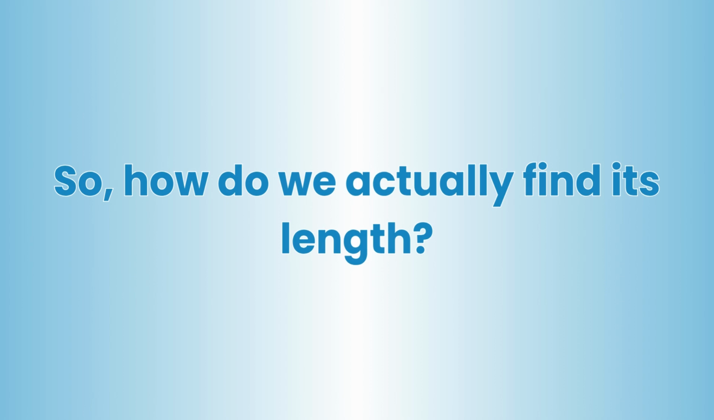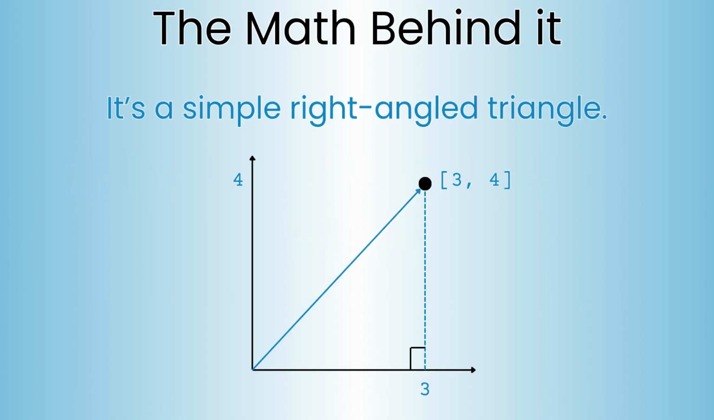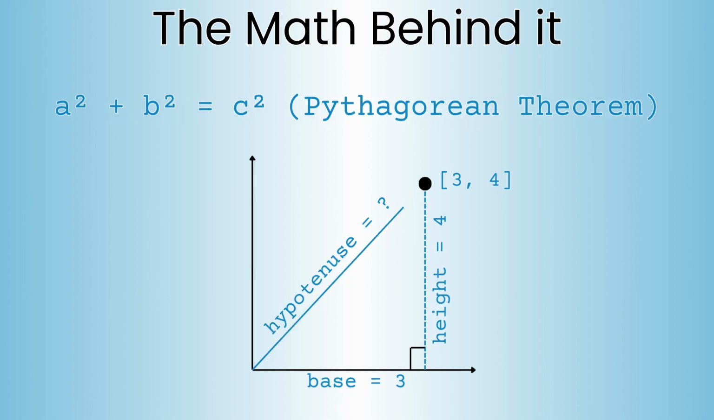Let's take a look at our vector on a graph. It's an arrow pointing to the point 3, 4. If we just drop a line down to the x-axis, we'll see it forms a simple right angle triangle. The base of the triangle is 3 units long, the height is 4 units. The vector itself is the hypotenuse.